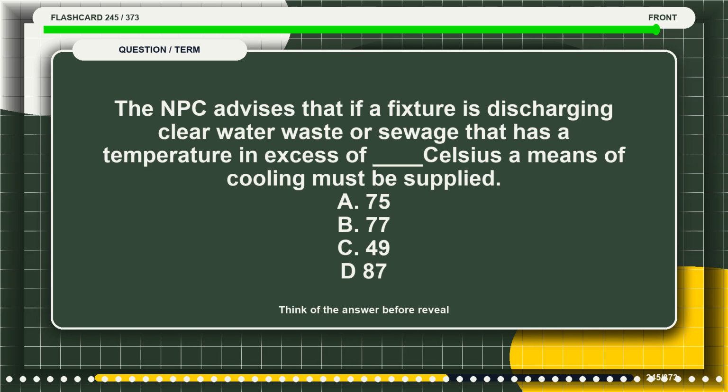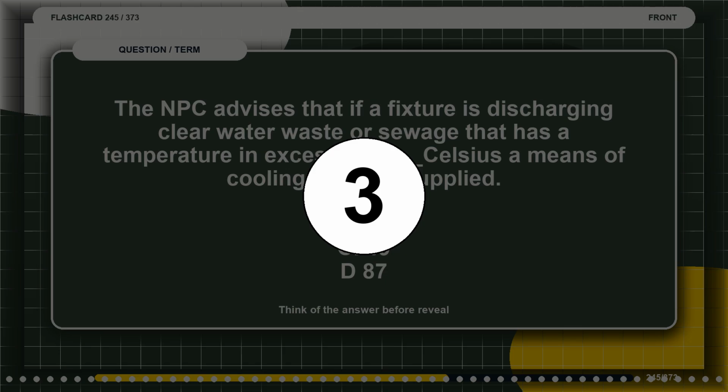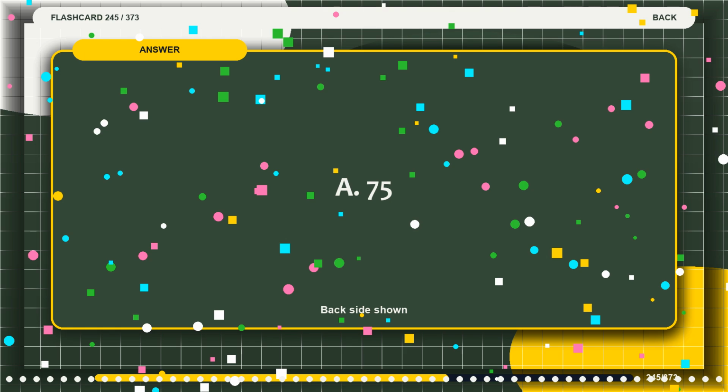Flashcard 245. The NPC advises that if a fixture is discharging clear water, waste, or sewage that has a temperature in excess of blank Celsius, a means of cooling must be supplied. A. 75 B. 77 C. 49 D. 87. Think of the answer before the reveal. The answer is A. 75.